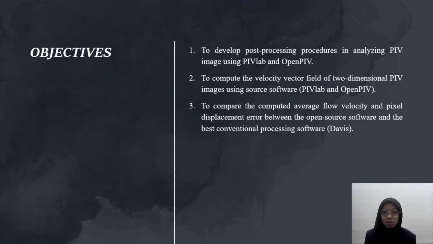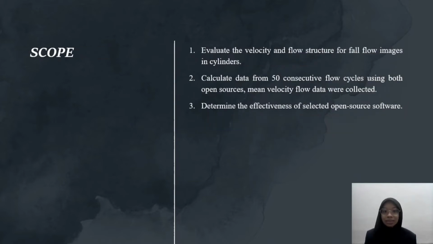For the objectives: first, to develop a post-processing procedure in analyzing PIV images using PIVlab and OpenPIV. Second, to compute the velocity vector field of two-dimensional PIV images using such software. Lastly, to compare the computed average flow velocity and pixel displacement error between the open source software and the best conventional processing software, DaVis. The scope of this project covers three parts.